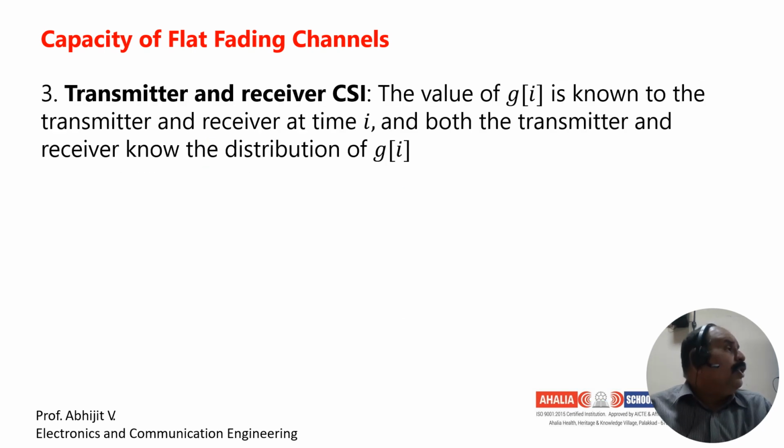The third condition, transmitter and the receiver CSI. The value of GI is known both to the transmitter and the receiver, and its distribution is also known to the receiver.